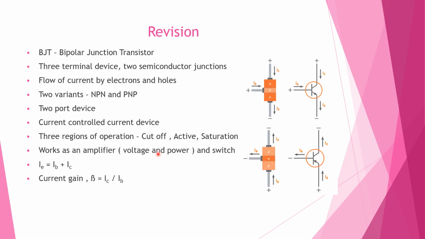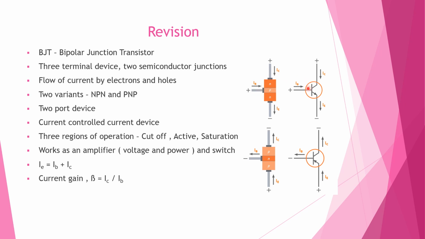Before entering into the subject, we will do some revision on BJT. BJT is a bipolar junction transistor. There is a flow of current by electrons and holes, that's why it is called bipolar. And there are two junctions, that's why it's called a junction transistor. It's a three-terminal device with two semiconductor junctions. Two variants are there, NPN and PNP. Both differ by the direction of currents.